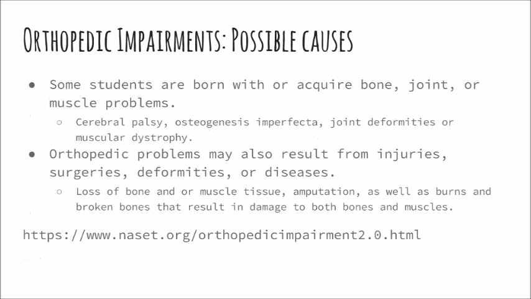Some of the possible causes: first, some students are born with or acquire bone, joint, or muscle problems. Examples of this are cerebral palsy, joint deformities, and muscular dystrophy. Other problems may result from injuries, surgeries, deformities, or diseases. Examples of this include loss of bone and or muscle tissue, sometimes resulting in amputation, as well as burns and broken bones that cause damage to both bones and muscles.